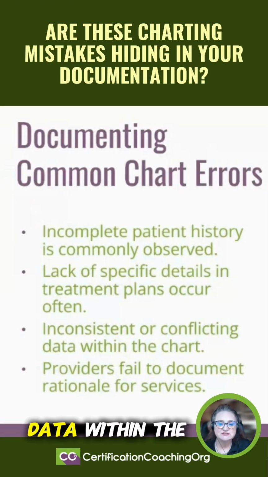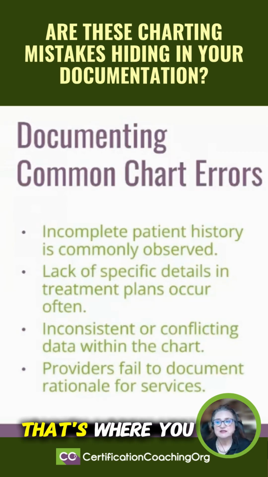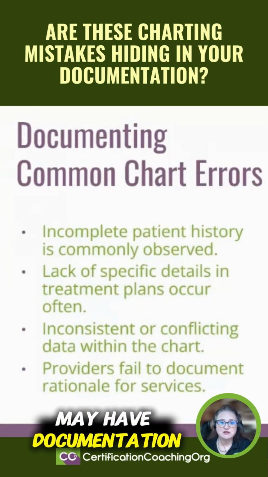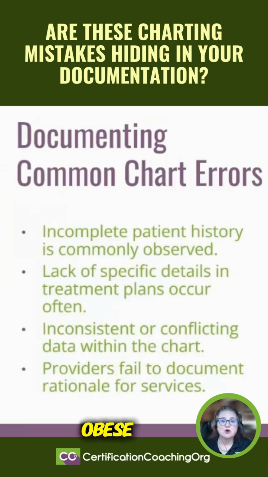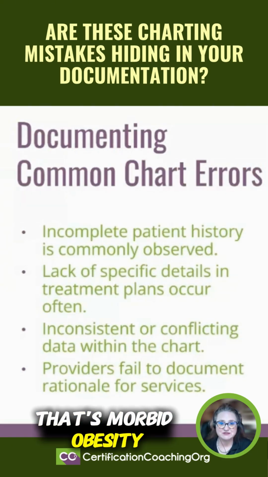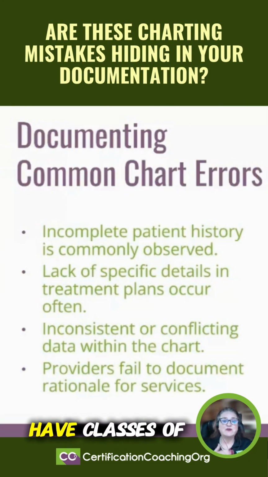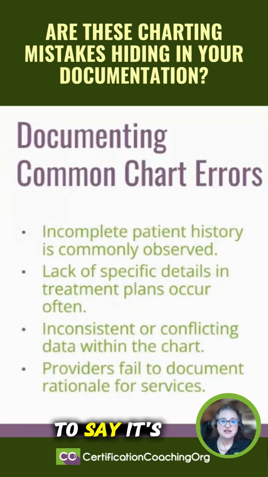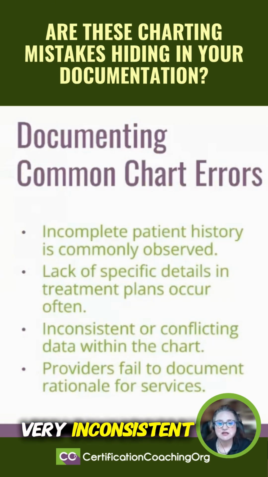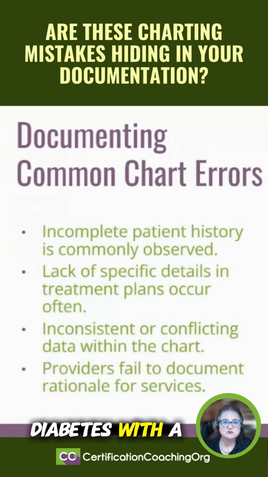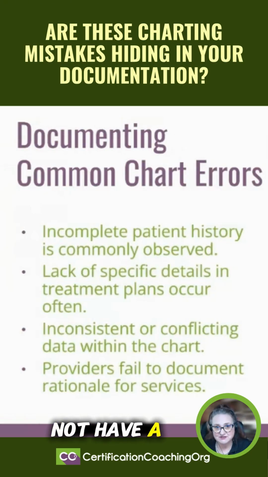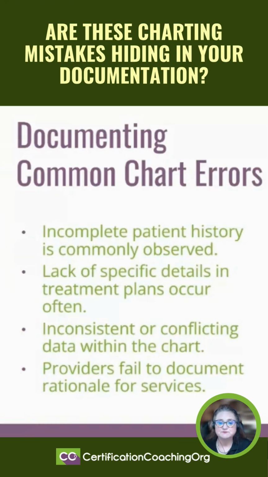Inconsistent or conflicting data within the chart. That's where you may have documentation that the patient's obese, but they have a BMI of 55. That's morbid obesity. And now we have classes of obesity, and where we want our clinicians to say it's class 1, 2, or 3, as well as have the BMI documented. You can be very inconsistent. Do they have diabetes with a complication, or did they not have the complication?